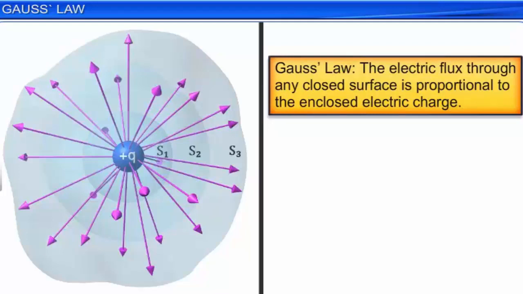That is, phi is equal to Qin by epsilon naught, where Qin is the charge enclosed by the Gaussian surface. Let this be equation 5.